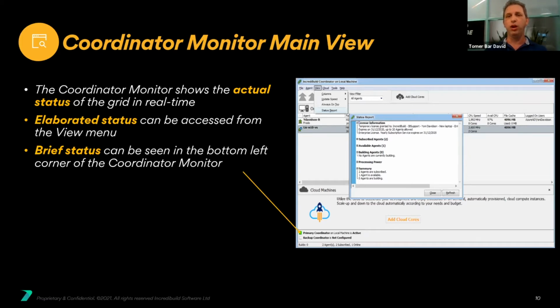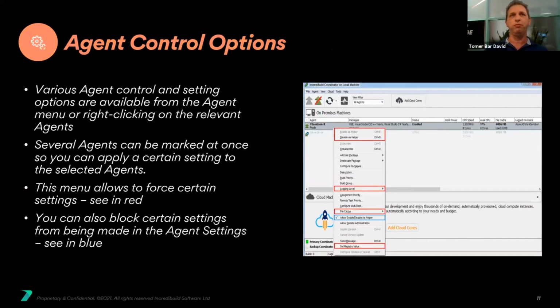And also at the bottom, if you look at the yellow arrow, you have a brief status at the bottom left, like who is the primary coordinator, who is the backup coordinator, and how many agents, how many subscribers. It's brief, but it also gives you some important information.